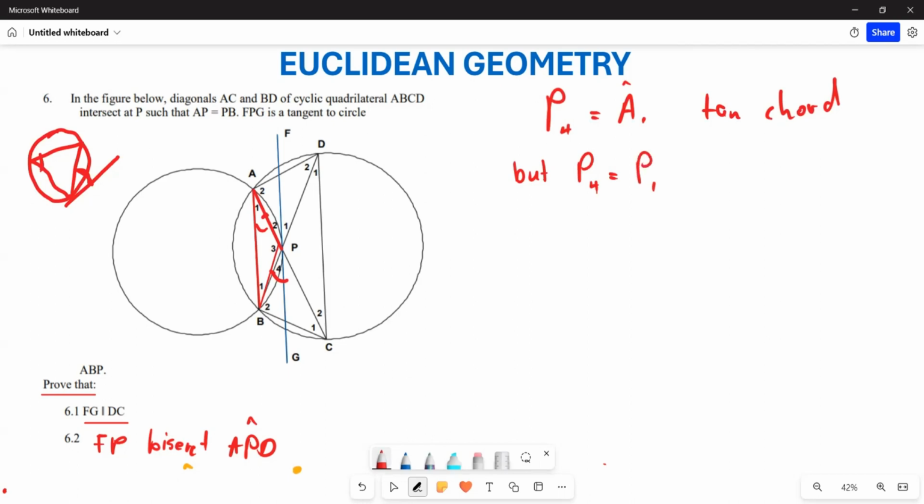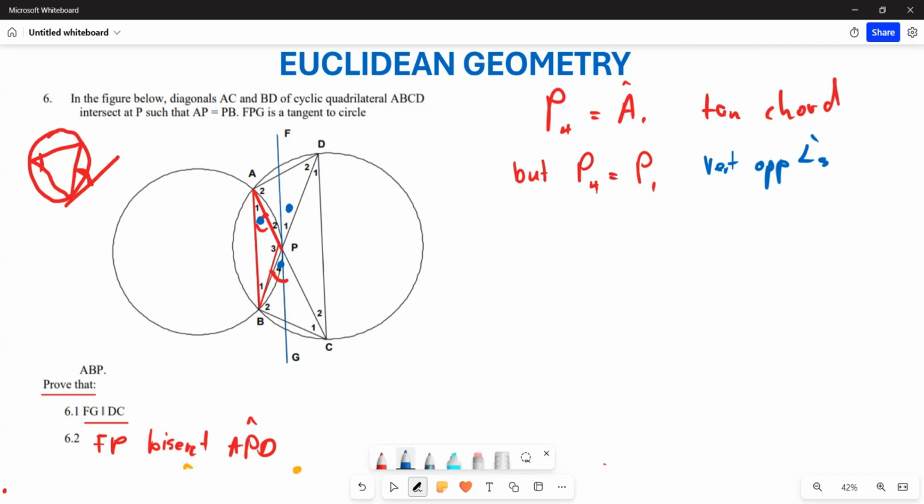Angle P4 is again equal to angle P1, so let me use the blue dots here. This particular angle is equal to this angle, and this angle is also equal to that. So P1 is equal to P4. Why? These are vertically opposite angles. Remember, vertically opposite angles are equal. So what else can you take from here?